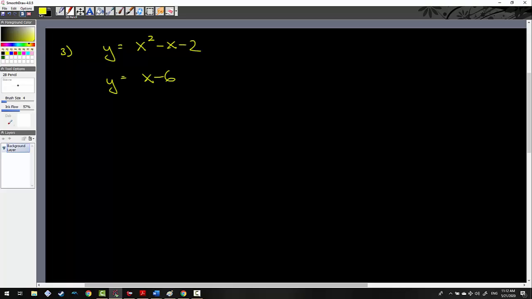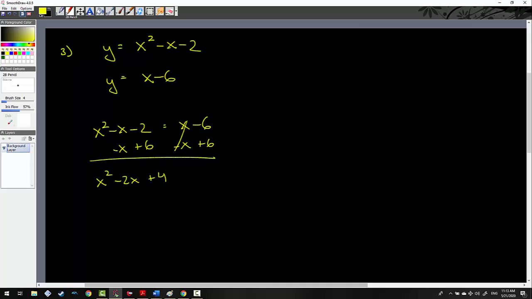So just like last time, I'm going to set them equal to each other. So x squared minus x minus 2 equals x minus 6. Let's set these things equal to each other and set the piece equal to 0. So these guys are going to become x squared minus 2x plus 4 is equal to 0.